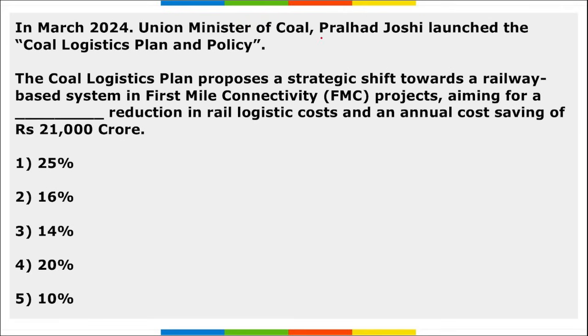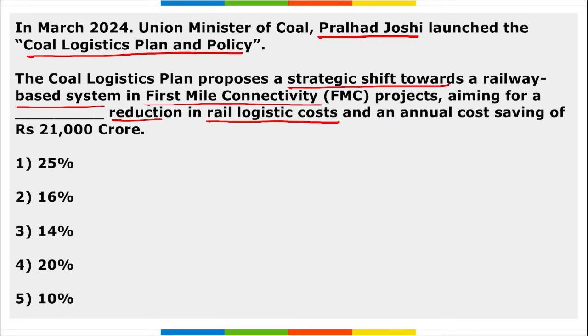Next, Union Minister of Coal Prahlad Joshi launched the Coal Logistic Plan and Policy. Question asked here is, the Coal Logistic Plan proposes a strategic shift towards a railway-based system in first mile connectivity projects, aiming for a dash reduction in rail logistic cost and an annual cost saving of 21,000 crore rupees. So the question asked here is how much percent reduction in the rail logistic cost they are aiming for.